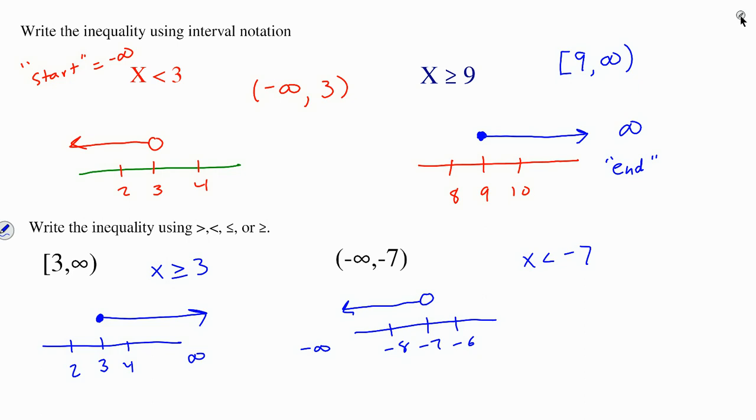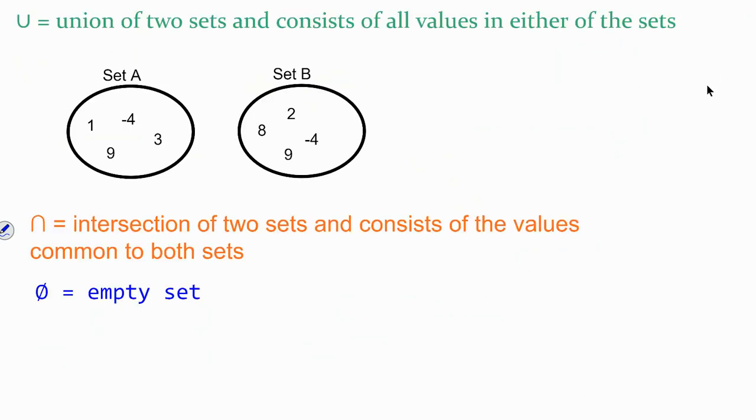Now with intervals, there's another topic we like to talk about, and that's something called the union of a set and the intersection of a set. The union of two sets consists of all values in either of the sets. So union is when we take two groups and we put it all together. It's like we live in a union where we have all of our states. We combine to make one country. So that is a union. So if I'm looking at these two sets, I'm looking at A union B.